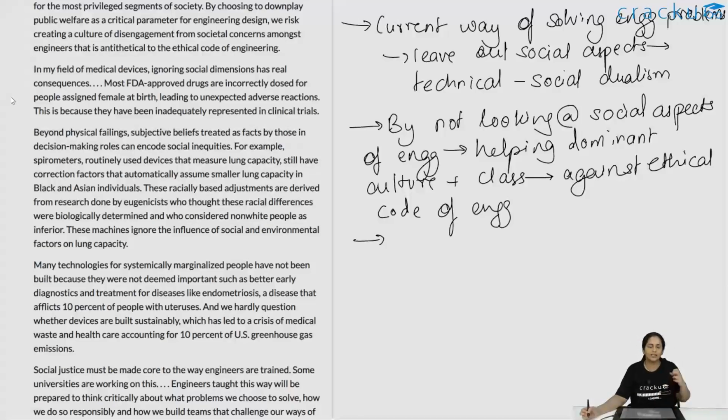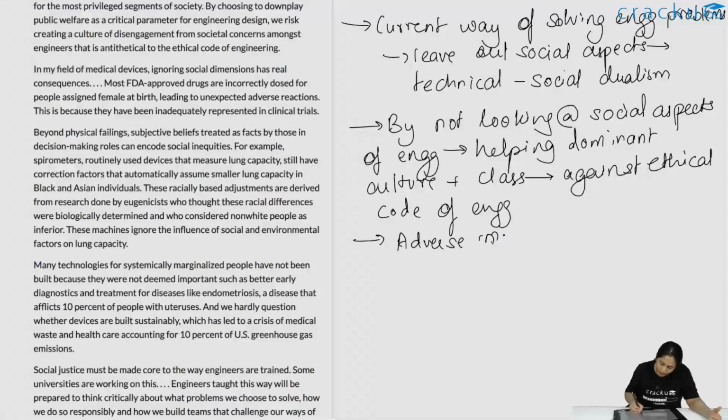So the author says that ignoring the social aspects or social dimensions of problems has a real impact. If you ignore the social dimensions of medical devices, you have solved it using incorrect ideas and incorrect ideals, and basically the result is adverse reactions for an underrepresented section of society. So essentially, an adverse impact of not considering social dimensions. An example is given.